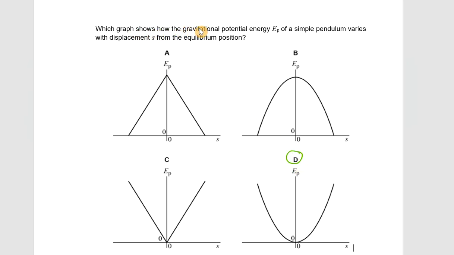Which graph shows how the gravitational potential energy of a simple pendulum varies with displacement from its equilibrium position? Let's draw a diagram of a pendulum and see what's happening. There it is at its equilibrium position.